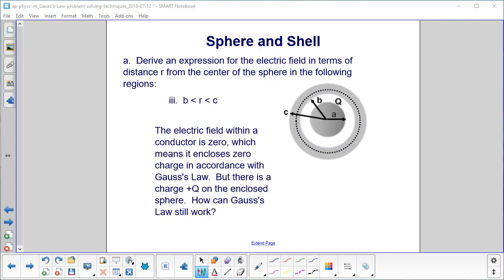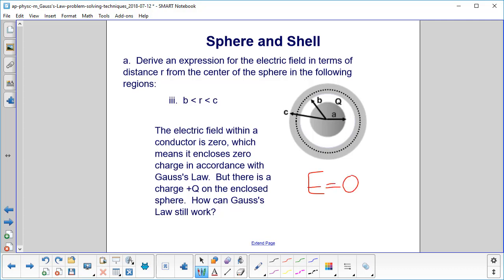Find the electric field within the shell. Well, we know that the electric field within a conductor is 0, right? We determined that when we talked about electrostatic equilibrium. That means it encloses 0 charge in accordance with Gauss's law. So the answer is 0. Okay, so E is equal to 0 by the conditions of electrostatic equilibrium.